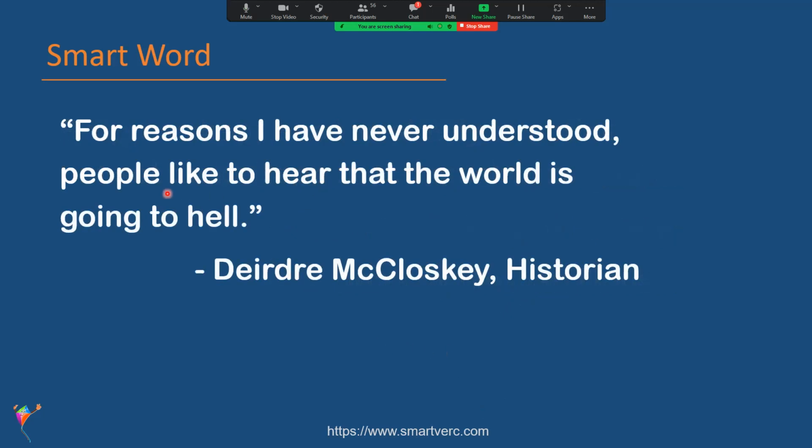One more smart word: for reasons I have never understood, people like to hear that the world is going to hell. If you open the television channels or media, everywhere it will be like that. The American economy is in great trouble, they are going to collapse, and all those things, even for the whole world. But it has never happened that the whole world has collapsed.